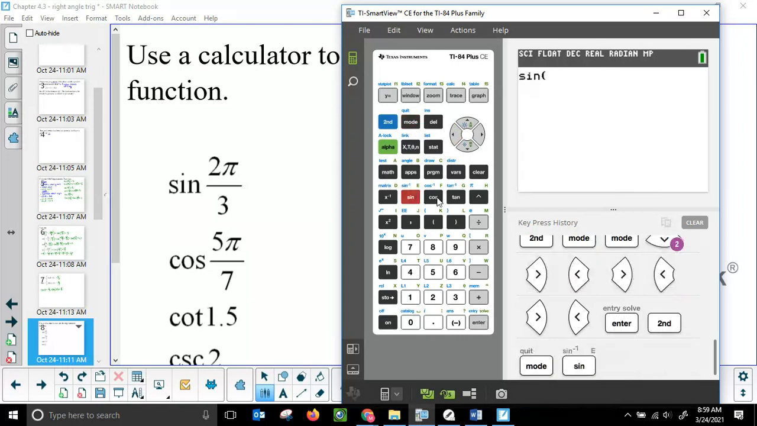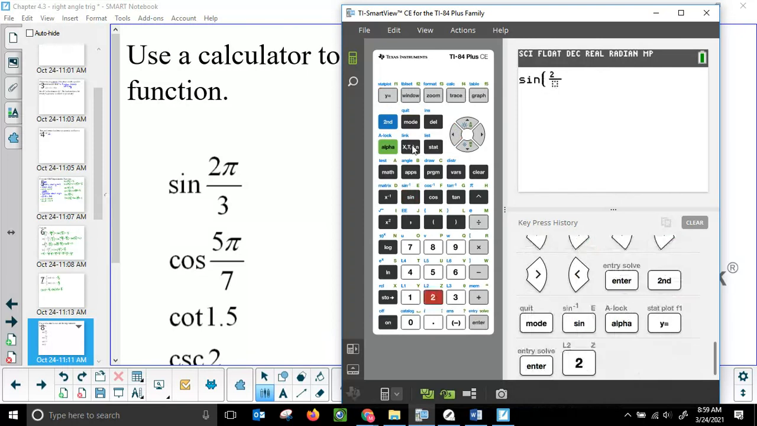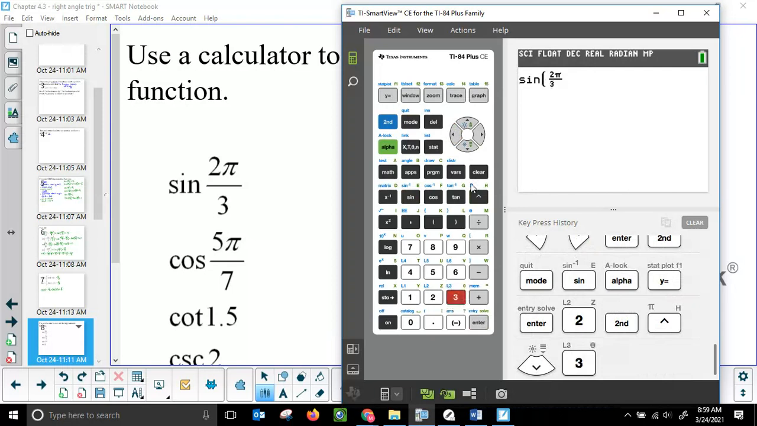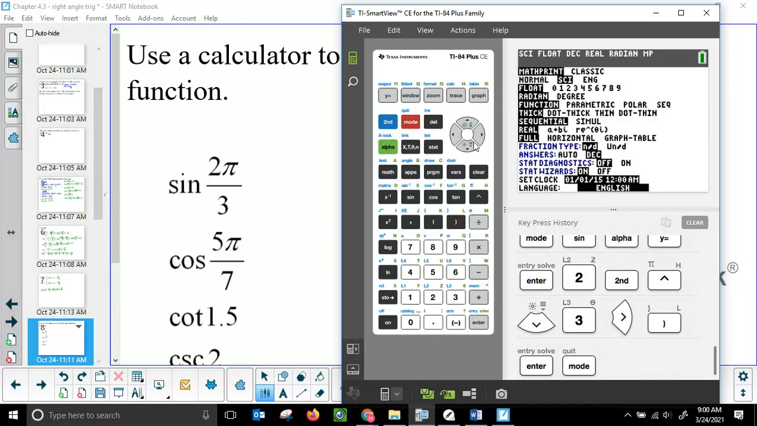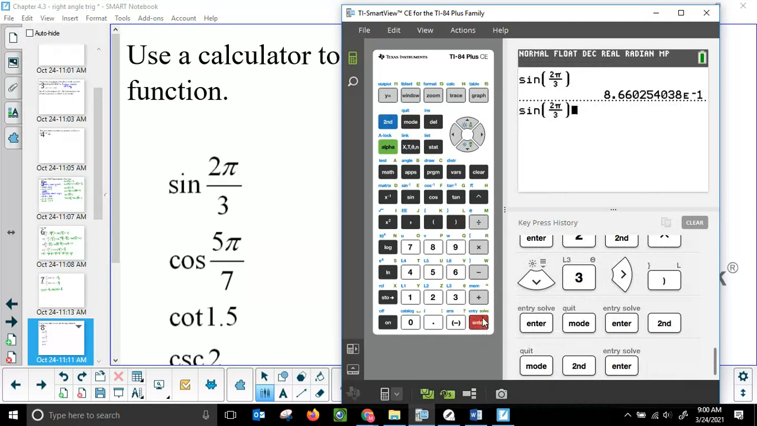All right, so now we can hit sine, and we can do 2 pi over 3. Now, of course, we shouldn't really need a calculator for this since it's a value that's right on my unit circle. This would be the square root of 3 over 2. Oh, I think I'm in scientific mode. Yep. All right, so 0.866, which is the square root of 3 over 2 in a decimal approximation.